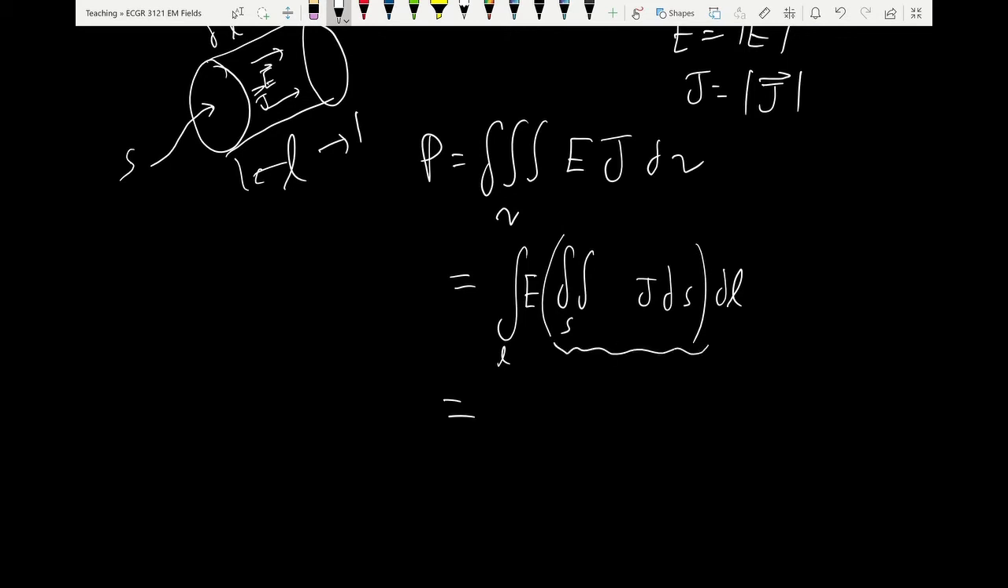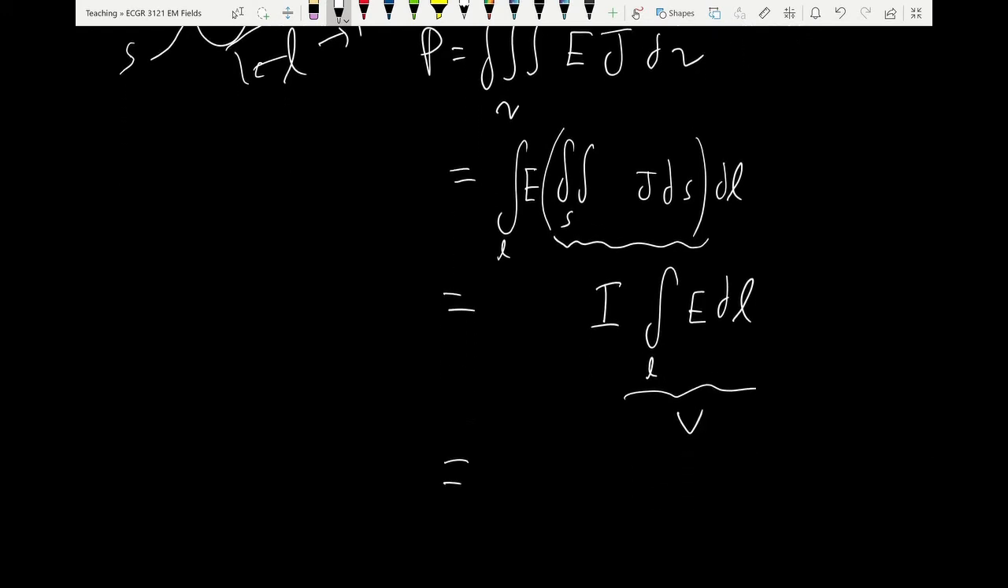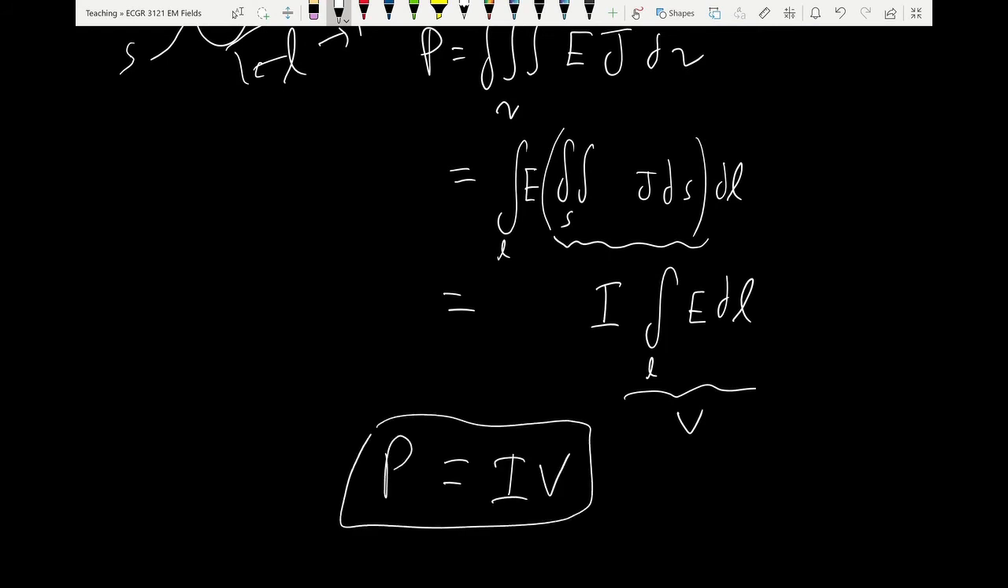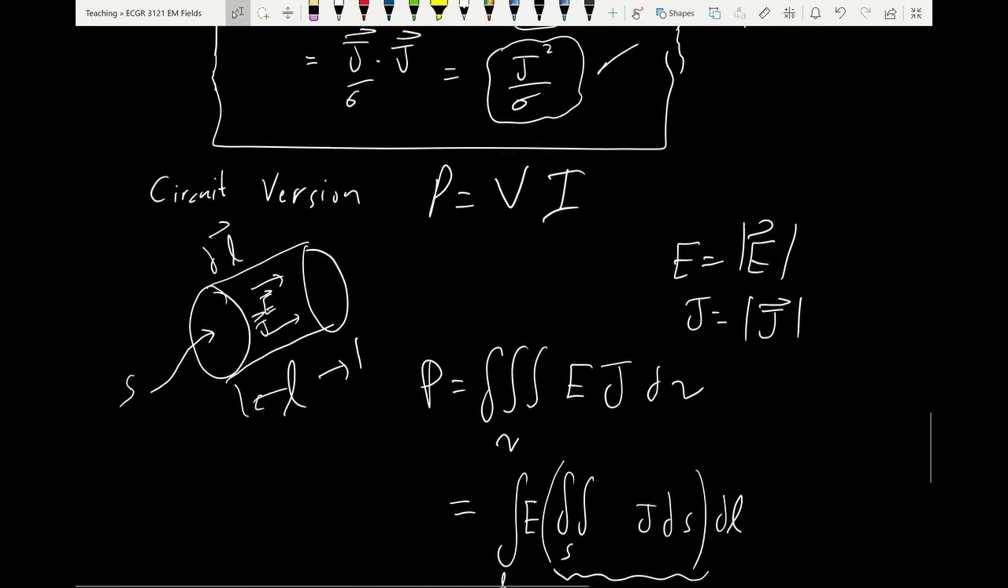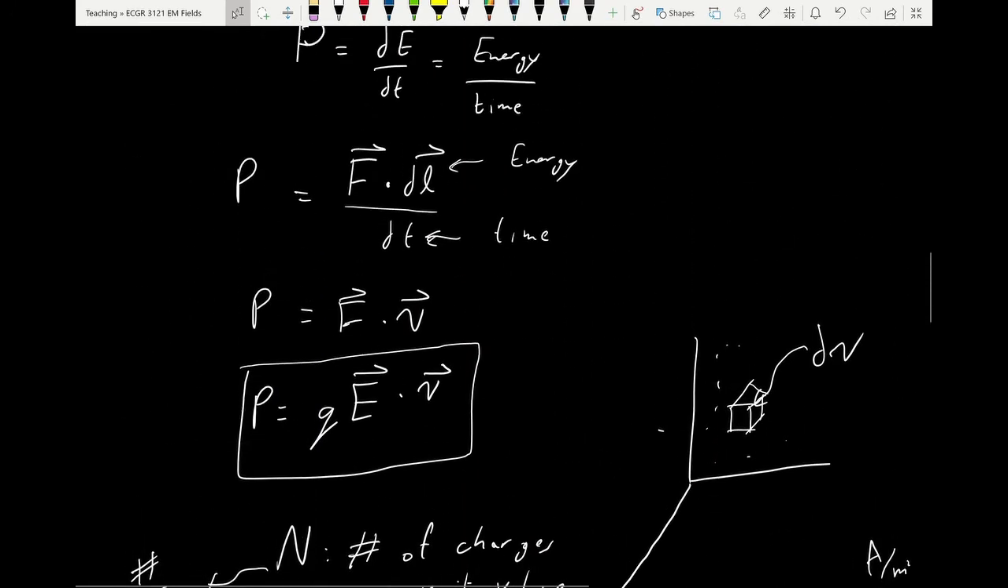What is this surface integral of J across the surface? That's I, right? I can take I out now, and then I have the integral over L of E dl. What's E dl? That's the voltage, right? This is V. So this is equal to IV. And this shows that the circuit form of Joule's law follows precisely from the field form. Okay, so this is Joule's law.